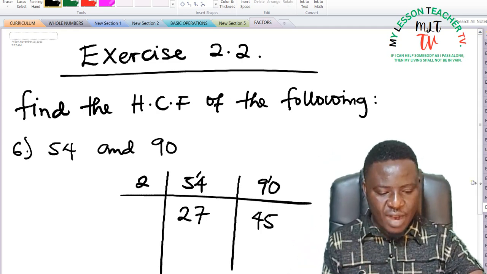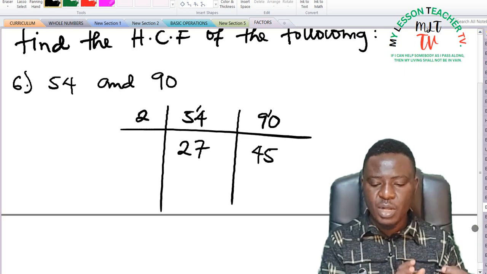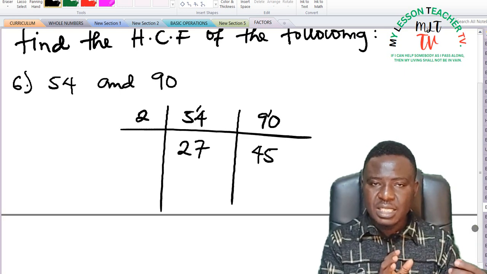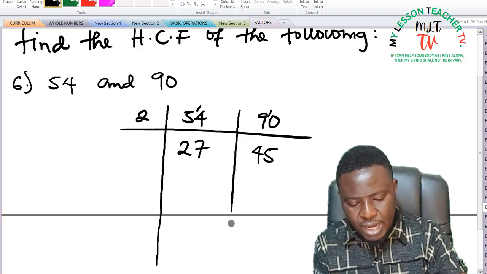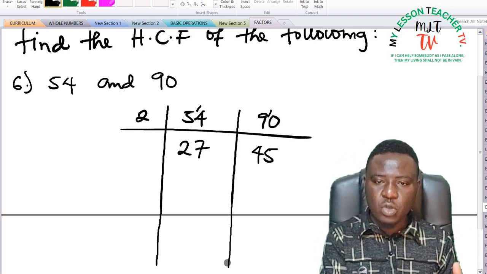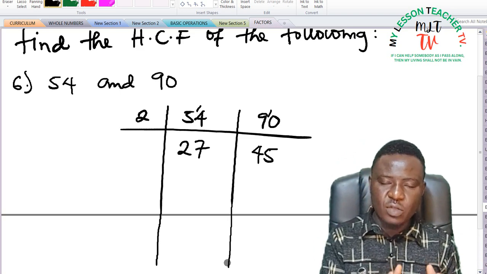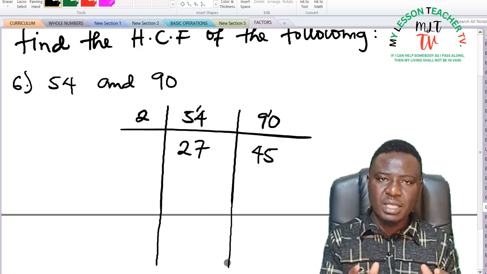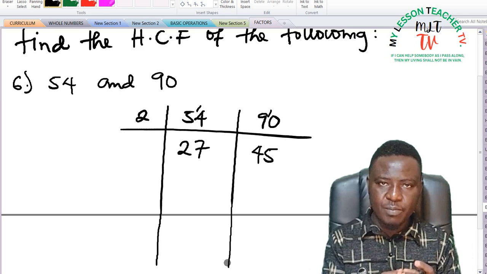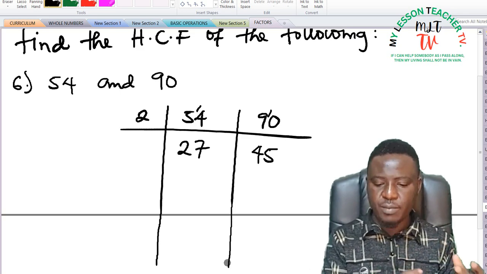2 can no longer divide 27 and 45 because none of the last digits is divisible by 2 or is a multiple of 2. So I will then look for the next prime factor, which is 3. Are 27 and 45 divisible by 3? Let's find out. For a number to be divisible by 3, the sum of its digits must be divisible by 3 or must be a multiple of 3.